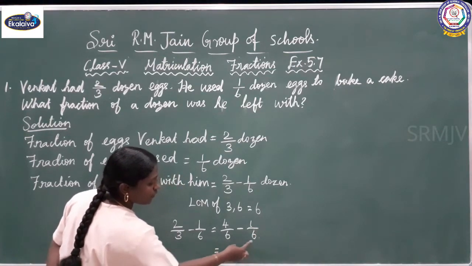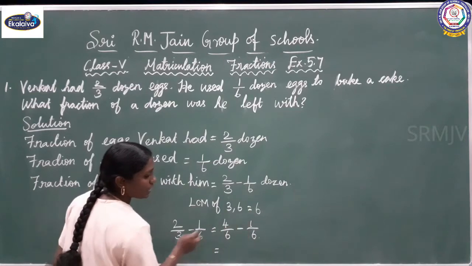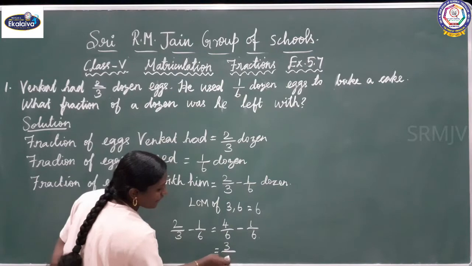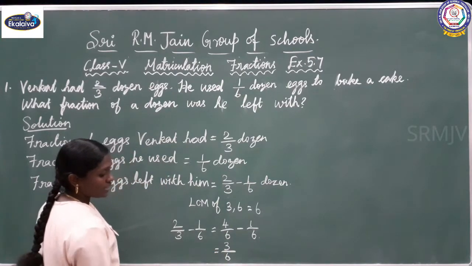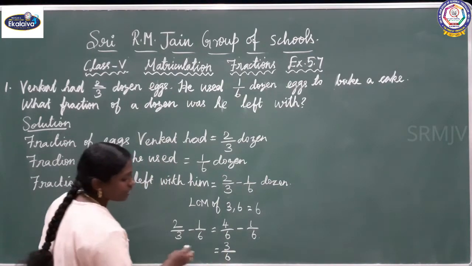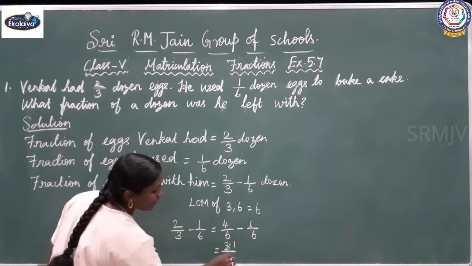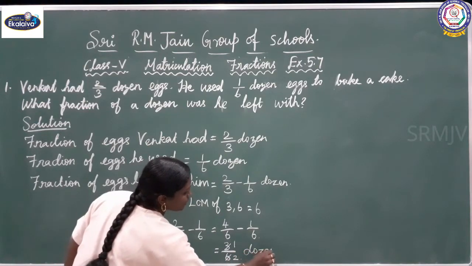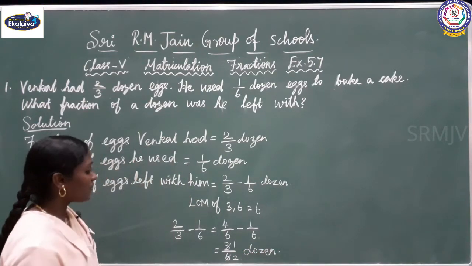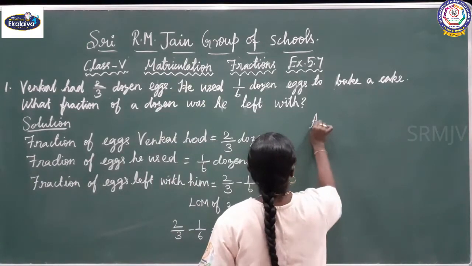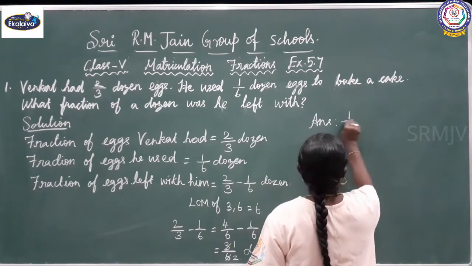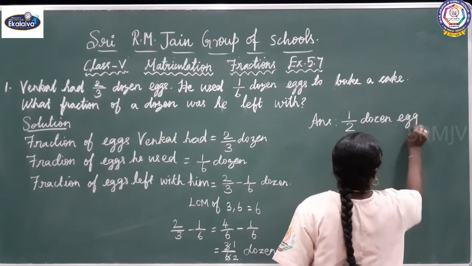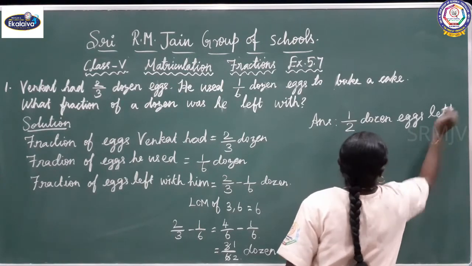Now we have got like fractions. We have to subtract the numerators. 4 minus 1, we get 3 by the same denominator 6. Now we can reduce the fraction by 3. In 3 table, 1 time; in 3 table, 2 times. So 1 by 2 dozen of eggs is left with him. So the answer is 1 by 2 dozen eggs left with Venkat.